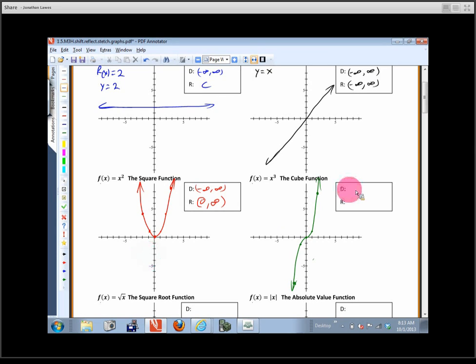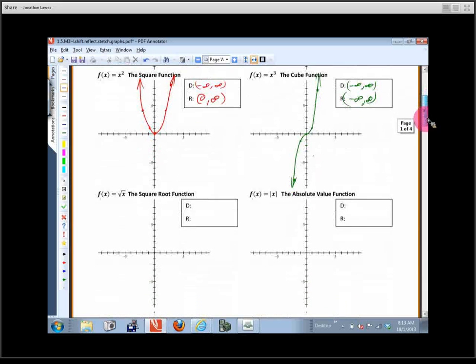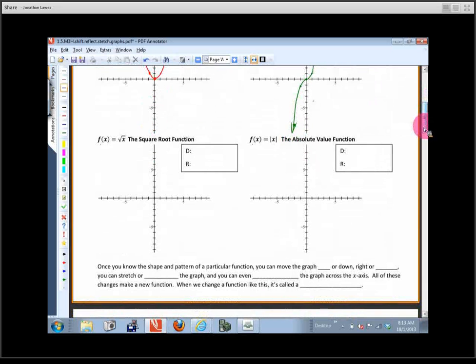Domain, all reals, right? -infinity to infinity. Range, same thing, -infinity to infinity, okay? Look at the similarities between the two of these. Starts down here, ends up here. Starts down here, ends up here. You can plug in anything you want and get out any number you want. So the domain and range for both of those are from -infinity to infinity. Any questions there? Okay, let's take a look at two more graphs that are used quite often.